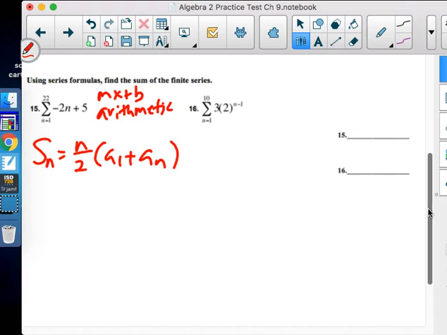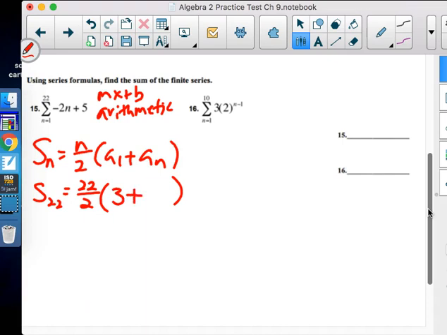Yes, 22. Remember, upper limit minus lower limit plus 1. So that's going to be 22 of them. Do we know what the first one is? Can we get it? How do we get it? Exactly. Take this number and plug it in. This is your lower limit. Negative 2 times 1 is negative 2. Negative 2 plus 5 is 3.